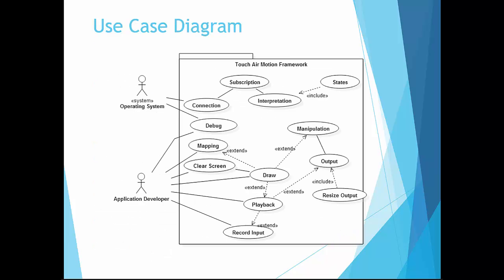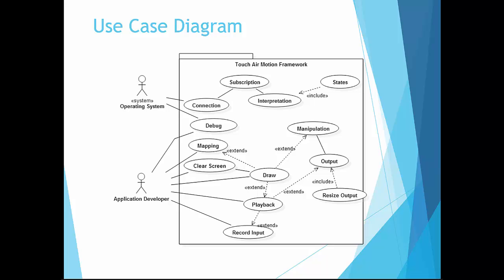This is the use case diagram for the Touch and Air Motion Framework. In this use case diagram, we can see that there's two actors, an application developer, which is the main actor, and a system, which is a secondary actor. The system is only used as a message interface between the input device and our application.